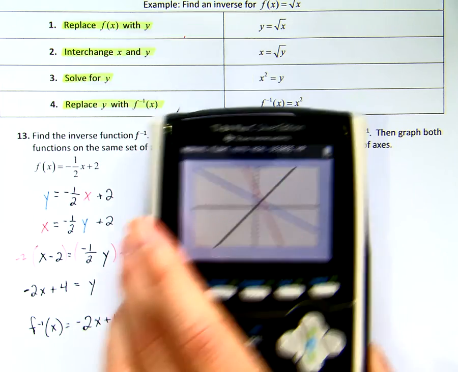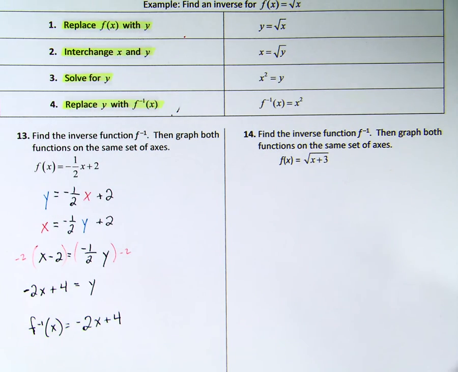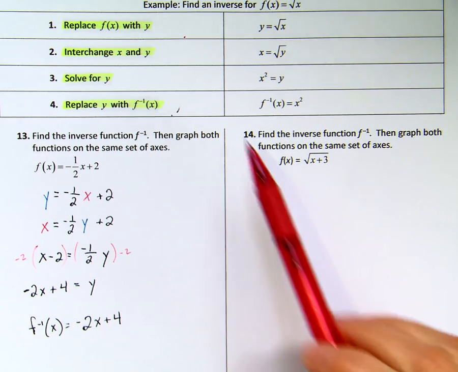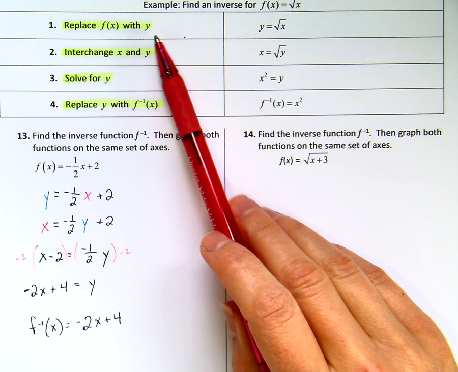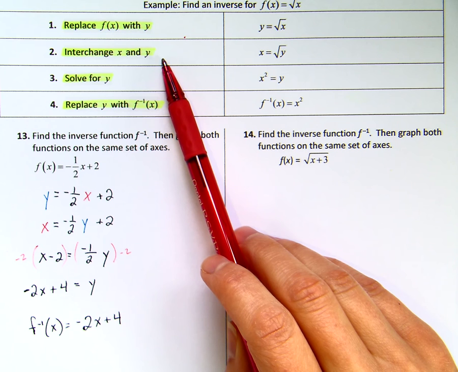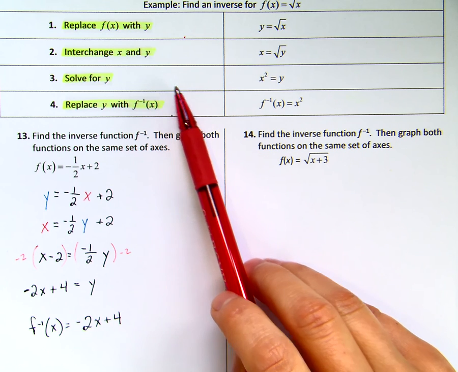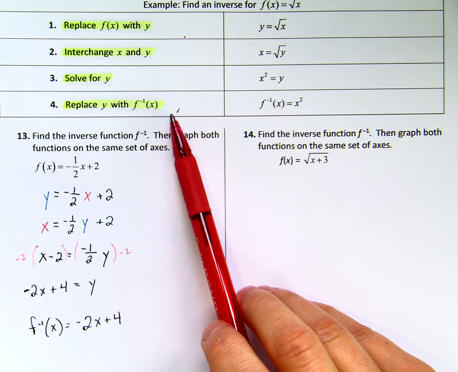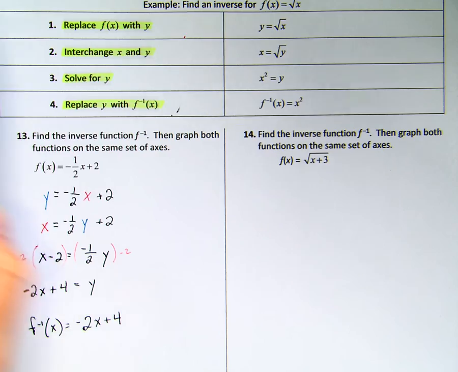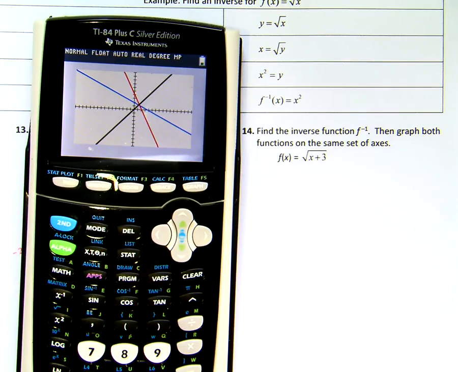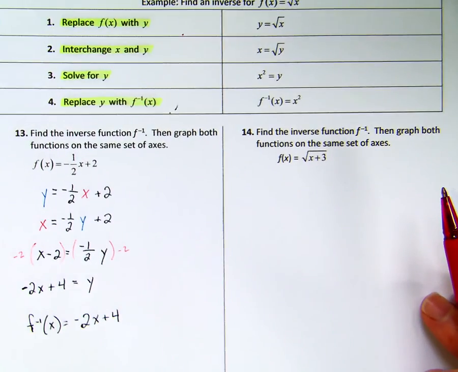Folks, I'd like you to take a minute and try number 14. Use your steps to create the inverse. Replace the f of x with the y value. Switch the x and y values. Solve for y, and then replace the y value with the inverse notation. Check your work by looking at the calculator. Do the functions actually look like inverses? Give it a try, pause the video, see what you come up with.